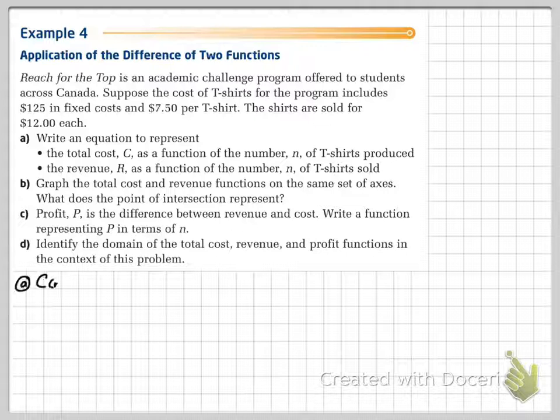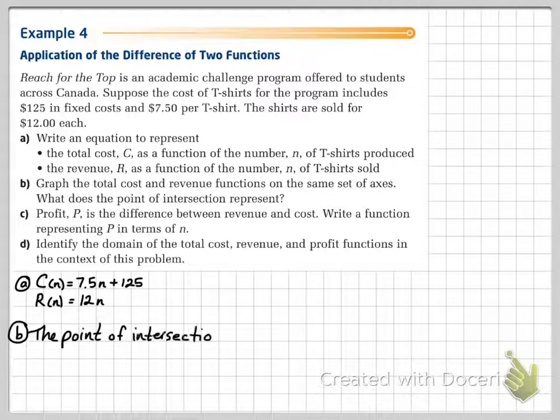Well, to do that, what we're going to say is that C of n is going to equal 7.5n plus 125. That's our cost function. Now our revenue function, R as a function of n, is going to be 12n, or 12 for every t-shirt sold.